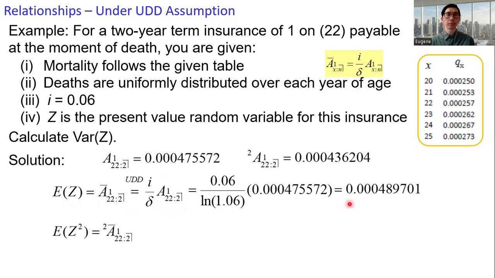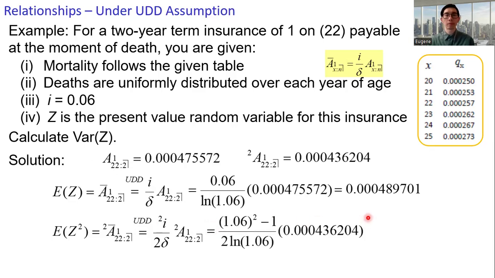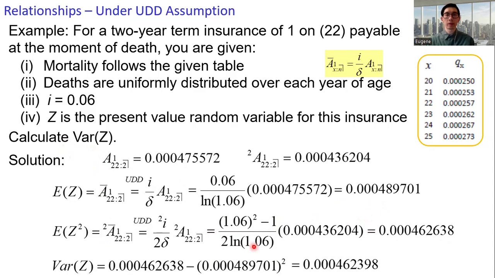The second moment, we have this relationship under UDD. All right, we get the first and the second moment. We can compute the variance of Z. And we get the answer, 0.00046.